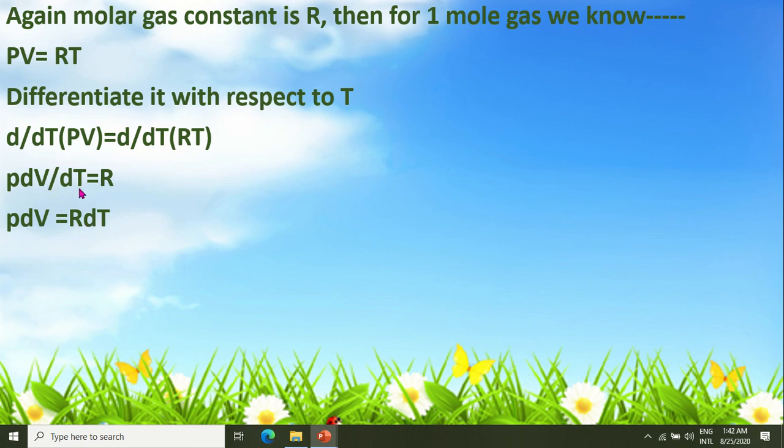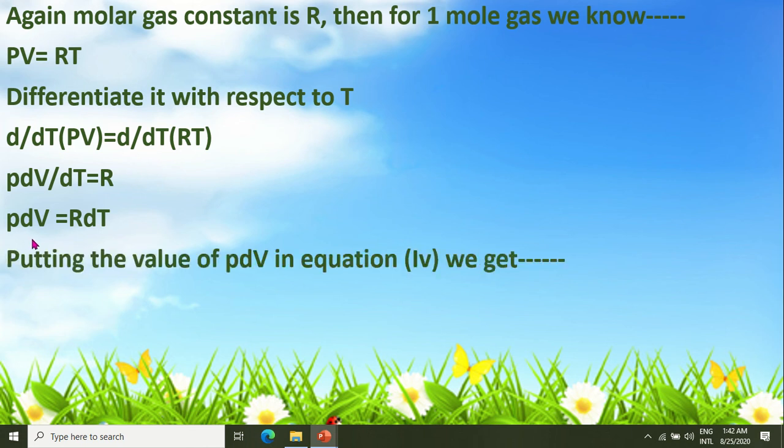Here we will do cross multiplication. dT is multiplied over there with R. Now we will put the value of P dV in equation 4. Then we get Cp dT equal to Cv dT plus R dT. Now we can omit dT from both sides. Then it becomes Cp minus Cv equal to R. And this is the relation between Cp and Cv. That means molar specific heat at constant pressure minus molar specific heat at constant volume equal to R. So Cp equal to Cv plus R.